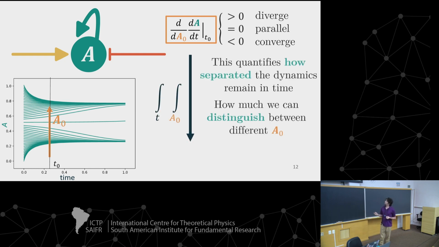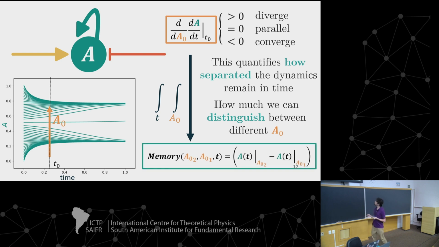You can make a double integral, and this quantifies how much separated the two dynamics remain in time. The two dynamics are the two different curves according to the limits of the integral here, and how much you can distinguish between them if you measure a final condition after you have waited all this time that is here in the limits of this integral. So the idea of the quantifier is just the double integral of this, that gives you just the difference in terms of the initial condition.